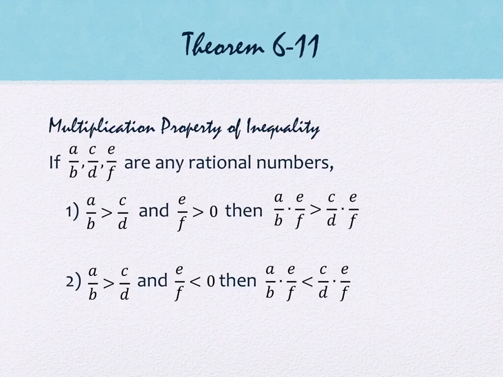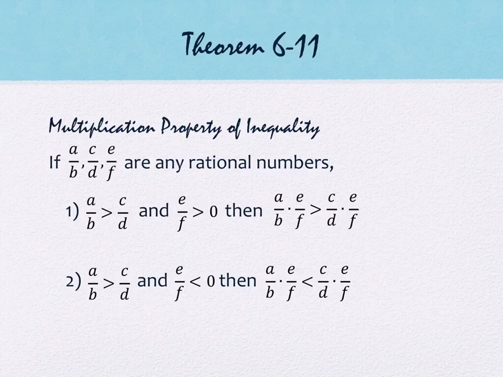The difference is what you're multiplying by. In number 1, you're multiplying by a positive number. So when you multiply by a positive number, everything stays the same. It was a greater than symbol, it's still a greater than symbol. Okay? But in number 2, you're multiplying by a negative number. And when you multiply by a negative number, the direction of the inequality, it was greater than, changes to less than. That's the key difference here.